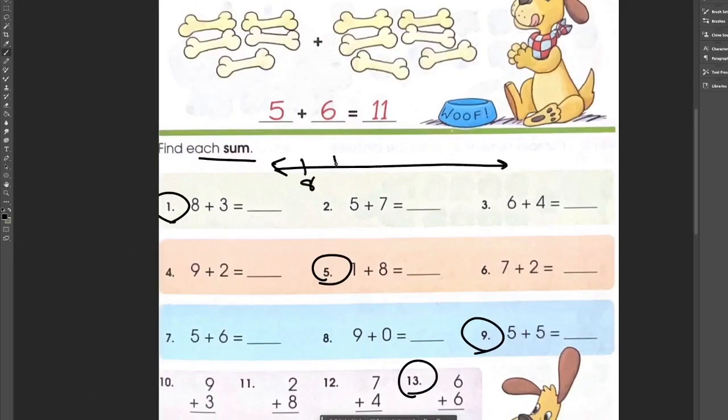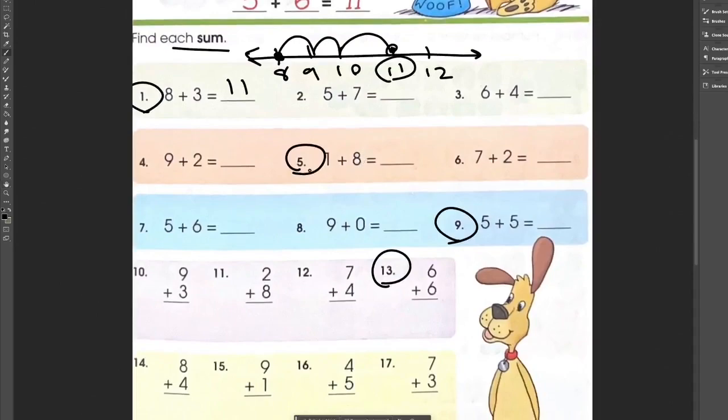Start from 8, and go some number ahead. We start at 8, and we go 1, 2, 3 spaces to the right and arrive at 11, which is our answer. Alright, same thing for 5.